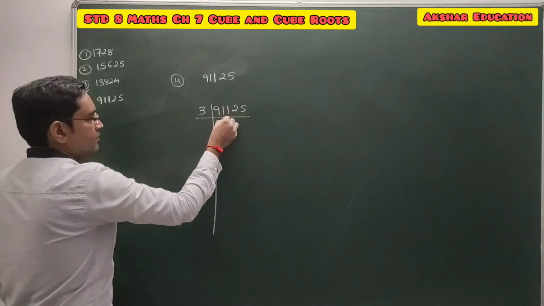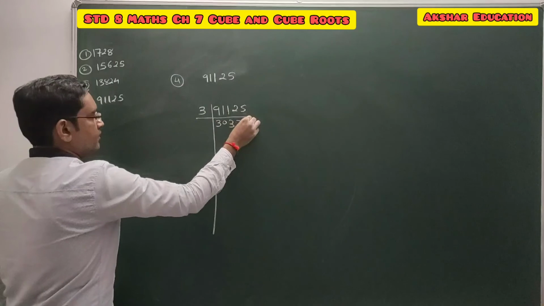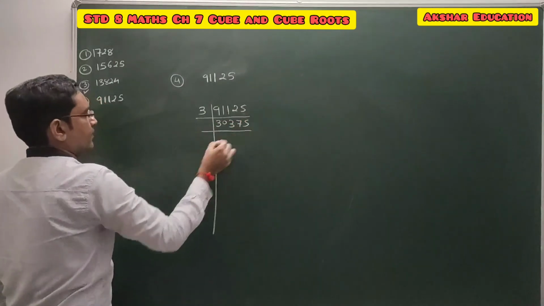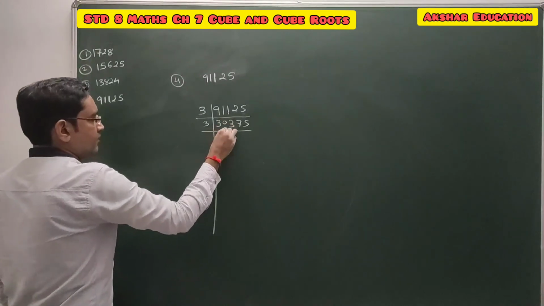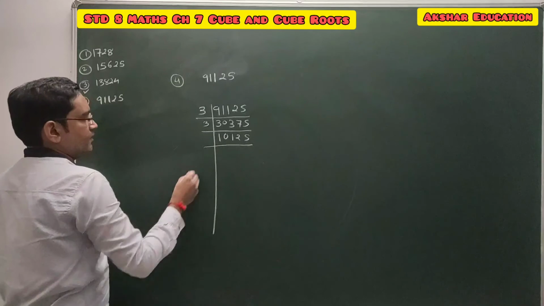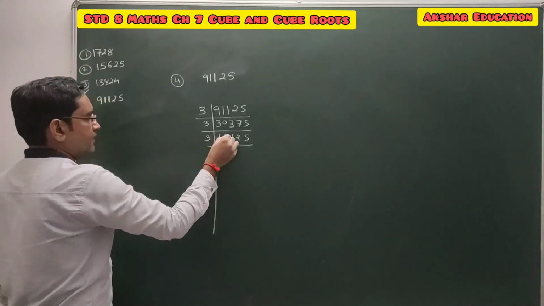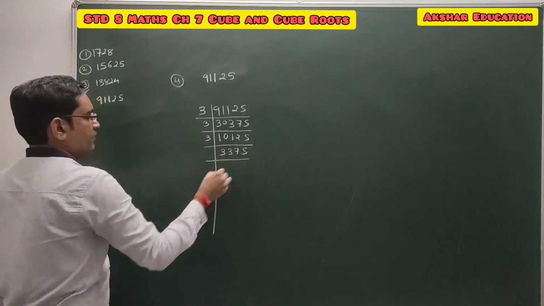Then you have to add 0. Again 3 3s are 9, 2 3 7s are 21, 3 5s are 15. Now again division with 3. 3 1s are 3, 0, 3 1s are 3, 3 2s are 6, 3 5s are 15. This one is 3 3s are 9, 1, 3 3s are 9, 3 7s are 21, 3 5s are 15.